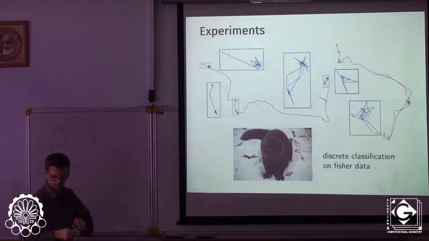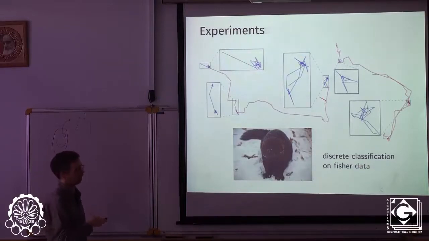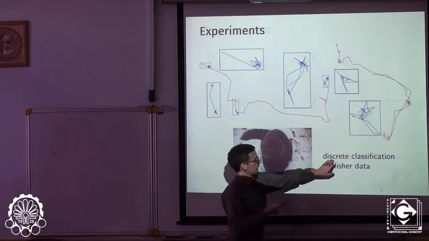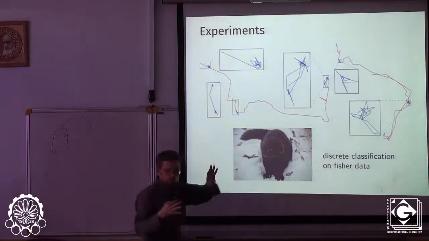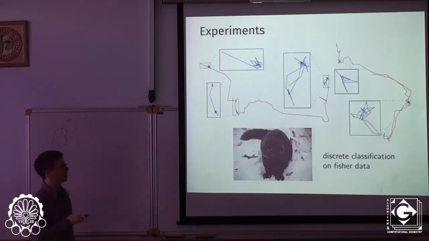And let me just also show this slide. So this is where we now applied this to the Fisher data. And now you see the classification that was computed. The red segments are more or less long pieces of movement, and the blue ones always include a significant part where the fisher is simply moving on one spot. This classification algorithm is actually the first one where we do use the discrete classification, because we don't have to work with the arrangement, but it's a simpler dynamic program, and gives us actually a nice classification.